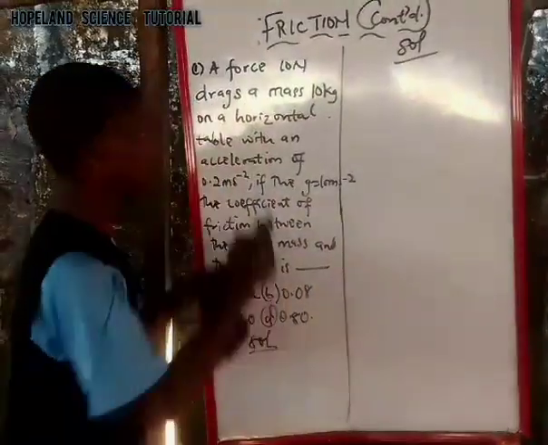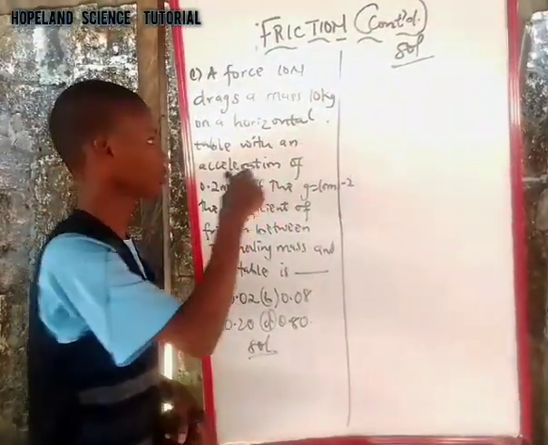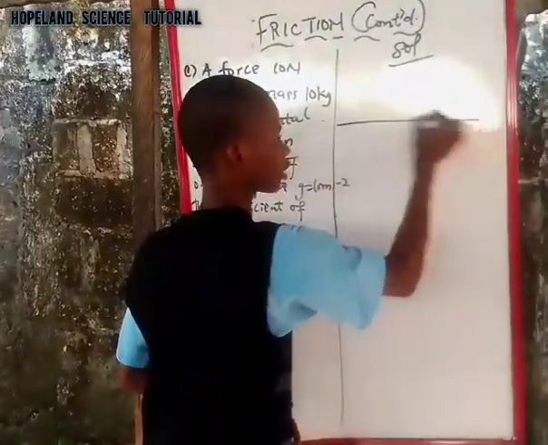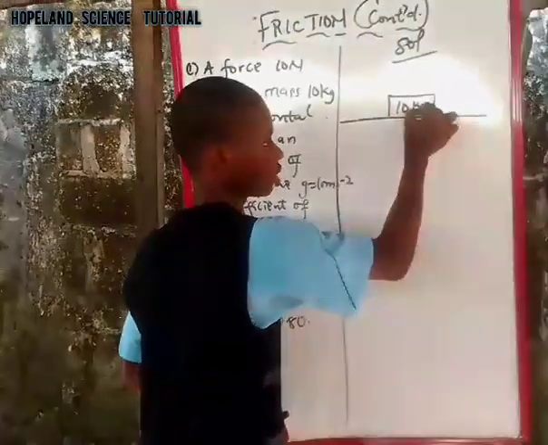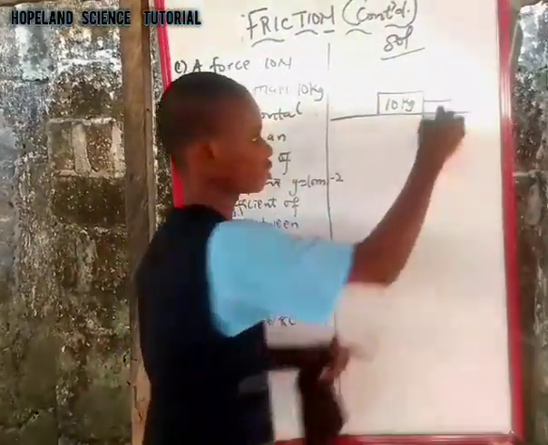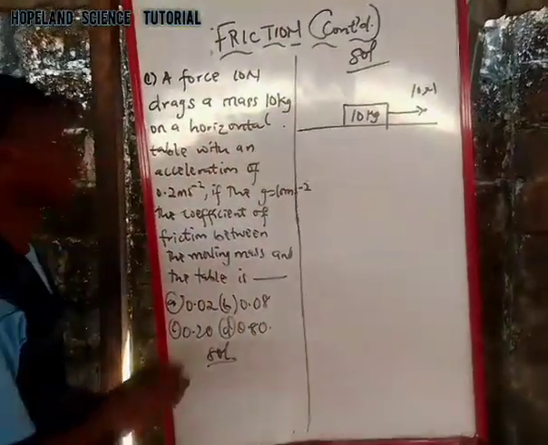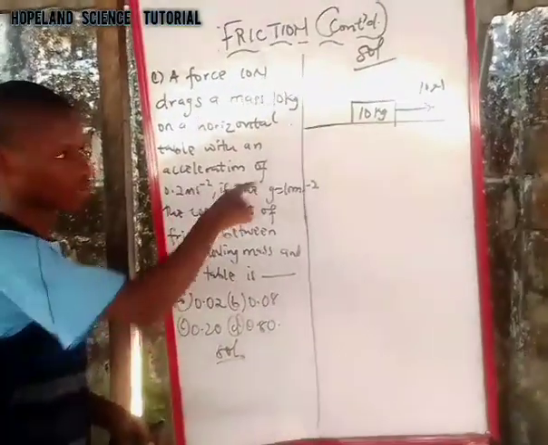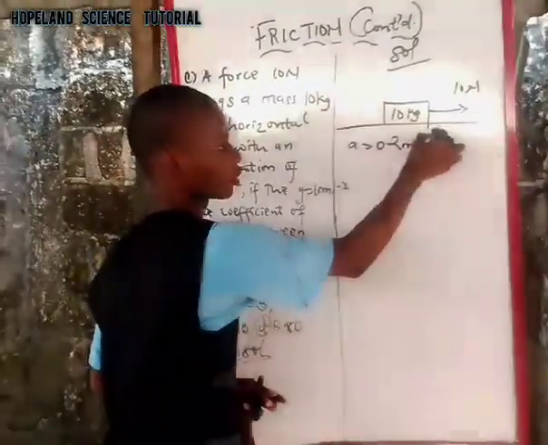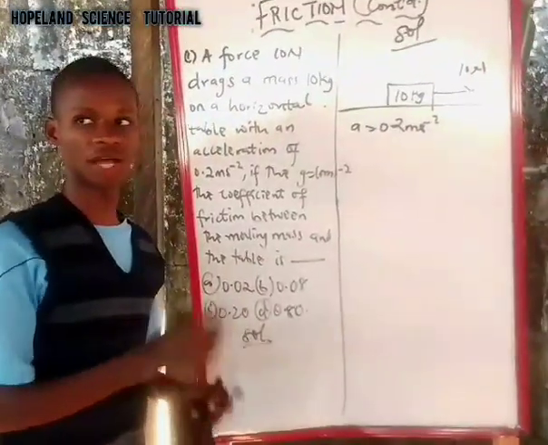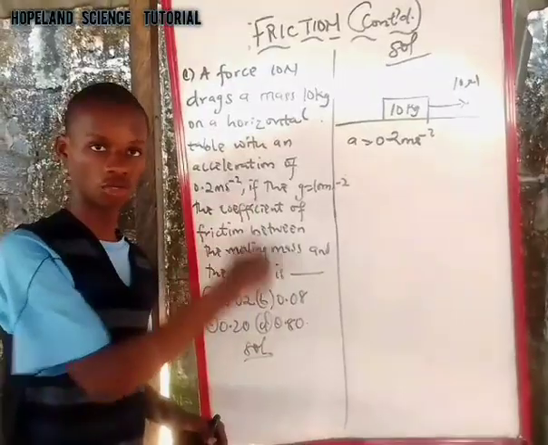Now they told us that a force of 10 Newton drags a mass of 10 kg on a horizontal table. So meaning that if this is a horizontal table, we have a mass, say 10 kg. Now this is the direction of the force dragging it. So we are having what? 10 Newton. Are we together? They told us that this body has an acceleration of 0.2 meter per second square, which means that this body is already in motion. True or false?